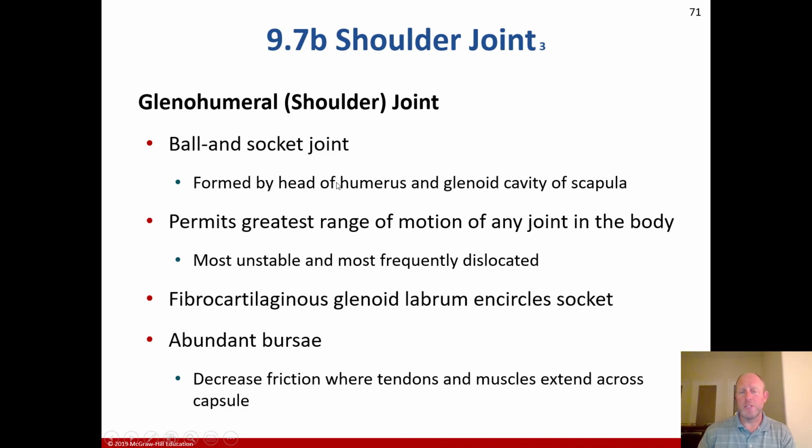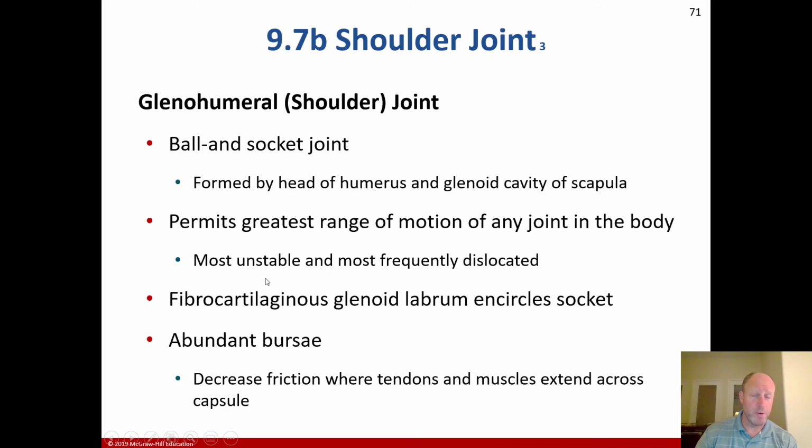Now, the glenohumeral joint is the most common joint people think of, the ball and socket joint, when they think of their shoulder joint. It's the most mobile of all the synovial joints and joints in general. It's formed by the head of the humerus and the glenoid cavity of the scapula, or basically the glenoid fossa of the scapula, a little opening slightly inferior to the acromion process of that scapula. And it permits the greatest range of motion of any joint in the body.